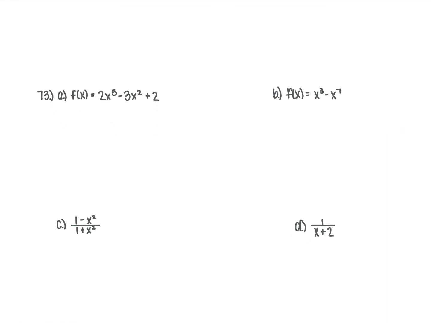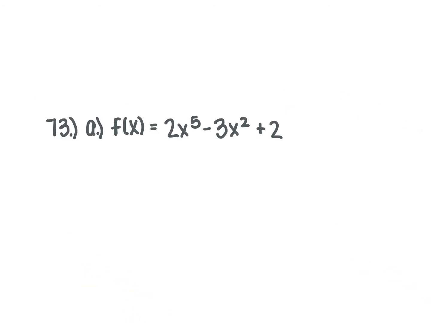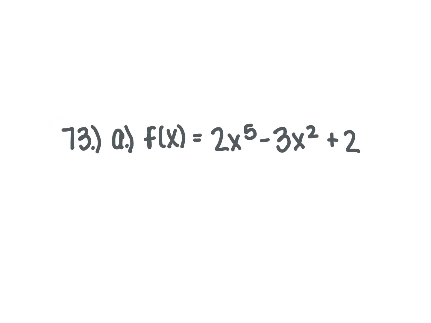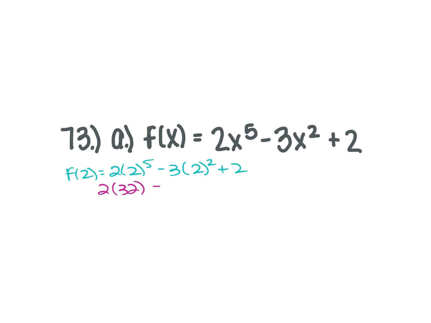From here, we are finding whether or not these functions are odd, even, or neither. For 73, we have f of x is equal to 2x to the 5th power minus 3x squared plus 2. So we're going to find f of 2 first. So it's going to be 2 times 2 to the 5th power minus 3 times 2 squared plus 2. So that's 2 times 32 minus 3 times 4 plus 2. So 2 times 32 is 64 minus 12 plus 2. The negative 12 plus 2 is negative 10, so 64 minus 10 gives us 54.